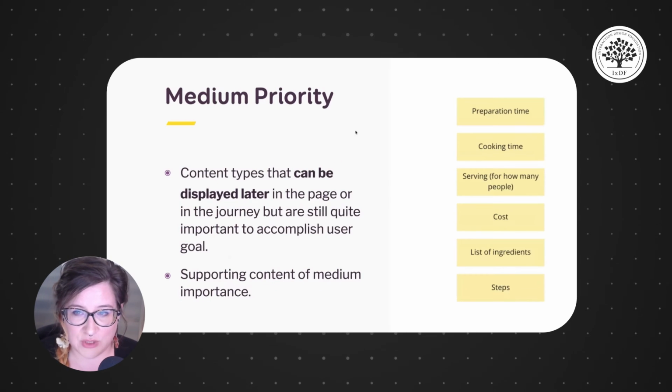Medium category comes in between. It's content that gets displayed a little bit later in the page, a little bit later in the journey, but it's still quite important to the user. It can also be supporting content of medium importance. You see, I still didn't put the ads in here. But yeah, like preparation time, costs, leftover ingredient steps.